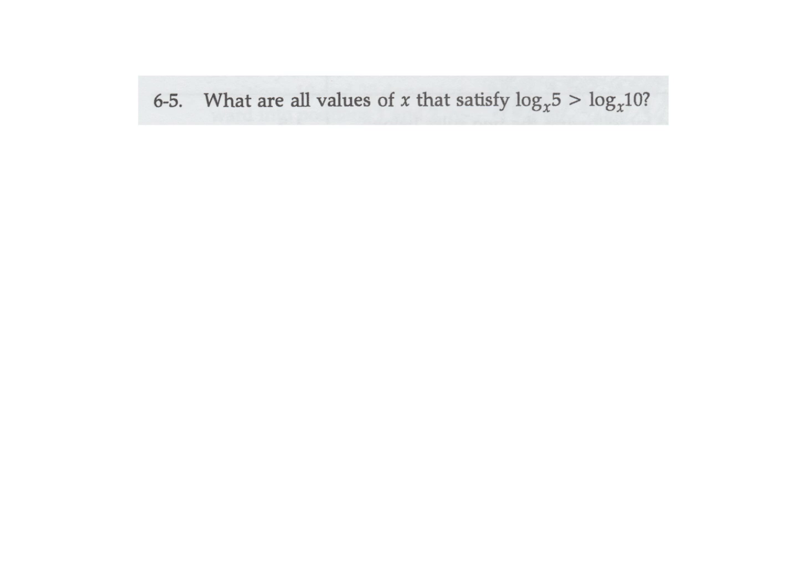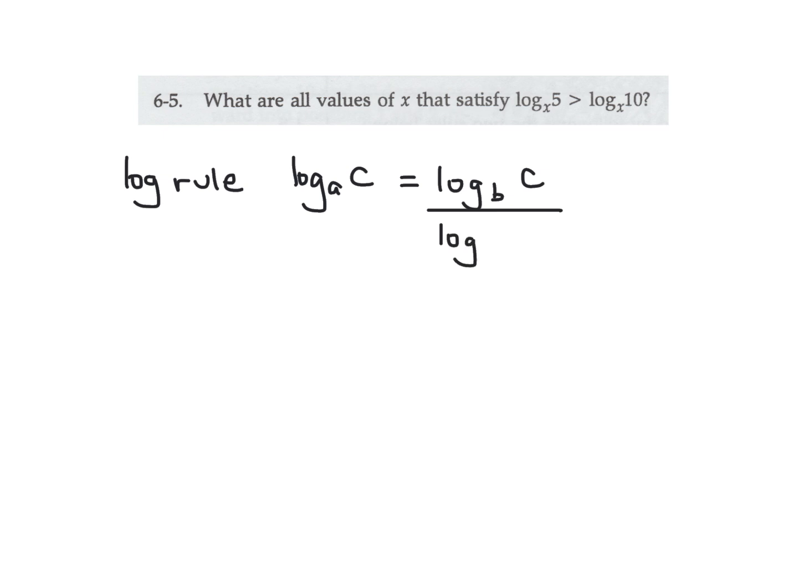What are values of x? All values that satisfy the log of 5 to the base x is greater than the log of 10 to the base x. In this, I'm going to use a log rule, probably not the most famous log rule, but it's a helpful one. If you have the log of c to the base a, that's going to be equal to the log of c to the base b over the log of a to the base b, like that.